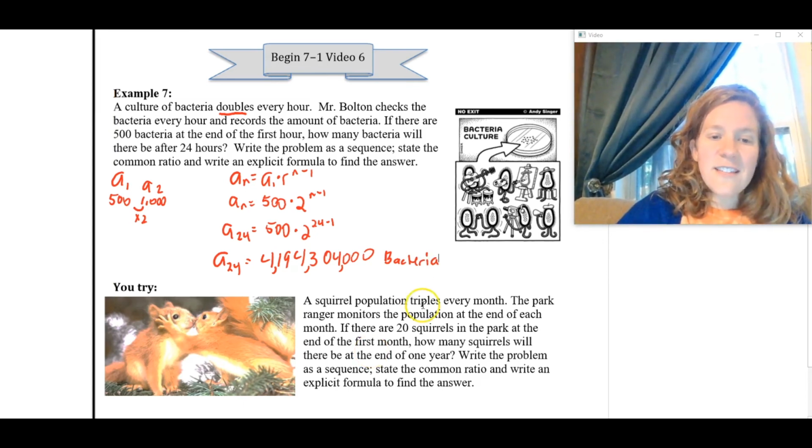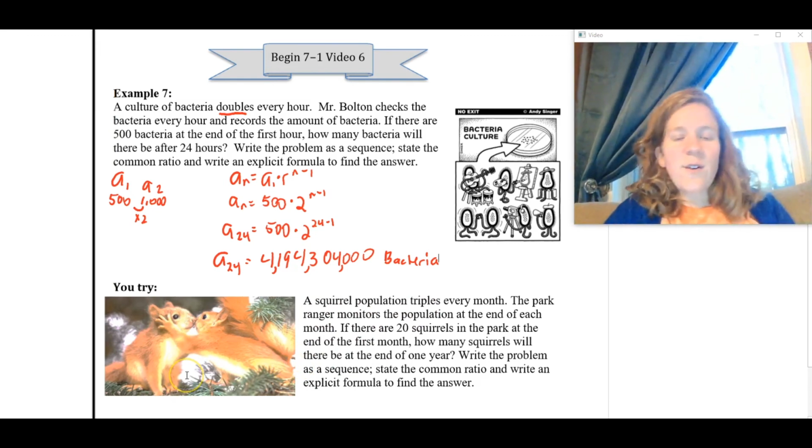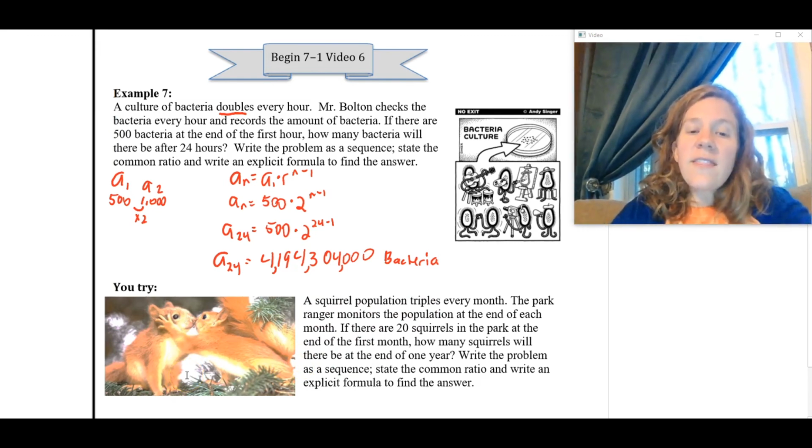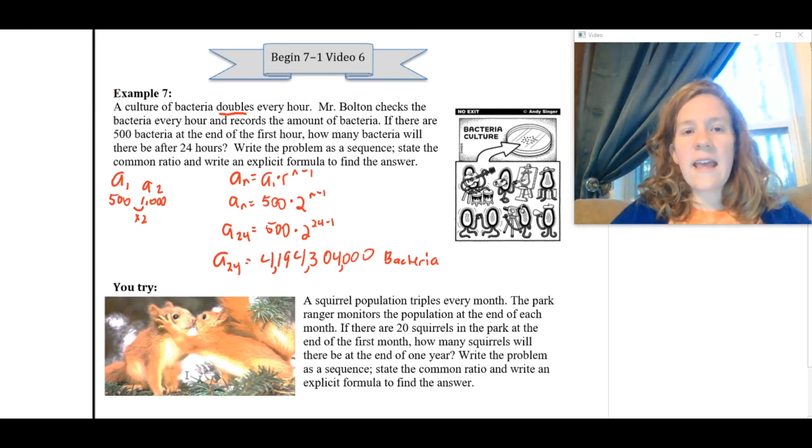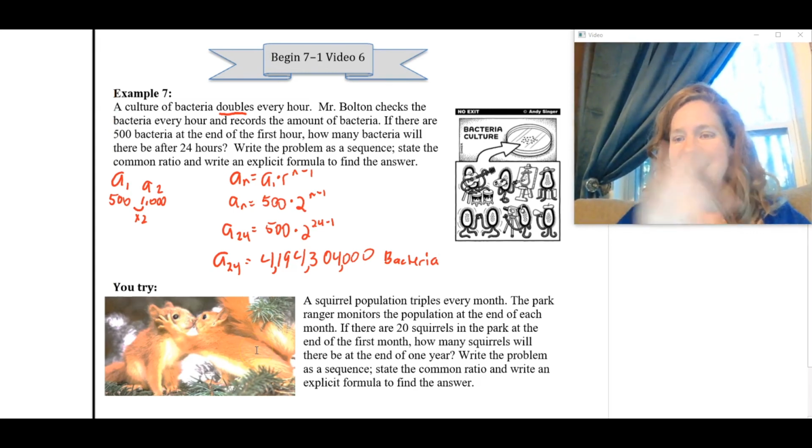You guys get to do this cute little squirrel problem with the kissing squirrels. And then when you feel like you've got that answer, you've checked your answer, go ahead and move to the practice. And I'll see you in class.